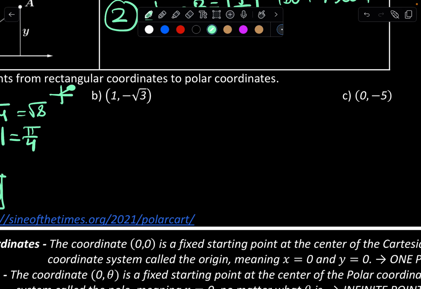Part B, we have 1, negative root 3. If I graph this, we are in quadrant 4. So x is equal to 1, y is equal to negative root 3. To find the radius, we use the Pythagorean theorem.